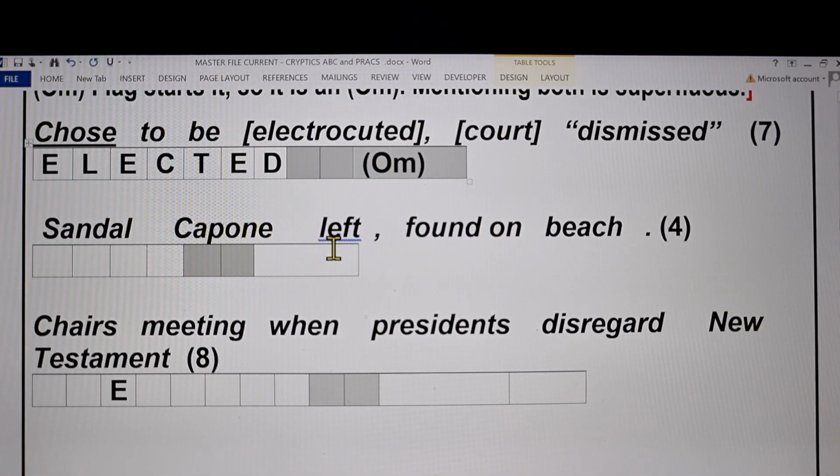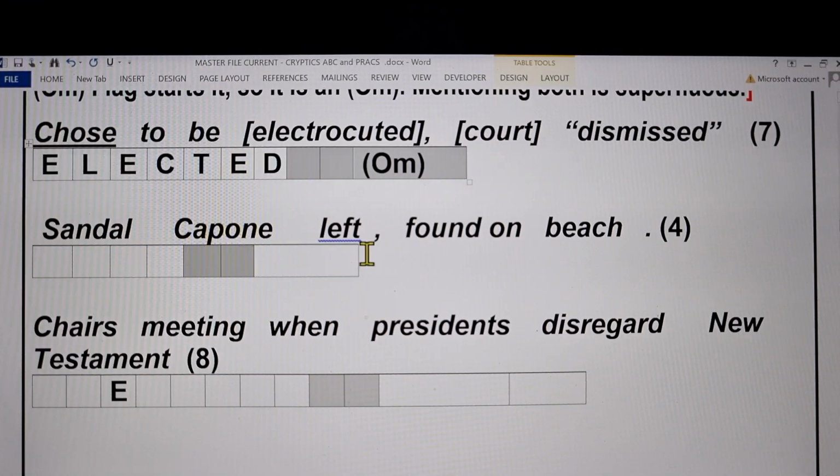Sandal, Capone left. Found on beach. 4 spaces, no given. Well, you wouldn't expect a given with only 4 spaces. You'd have to be lucky. Sandal, Capone left. Found on beach. 4 spaces, no flag, no givens. Flag. How about left? How about that for an omission flag? Oh, I reckon it's a good chance. Of course, you're never going to be sure with these, but I reckon it's a good chance.